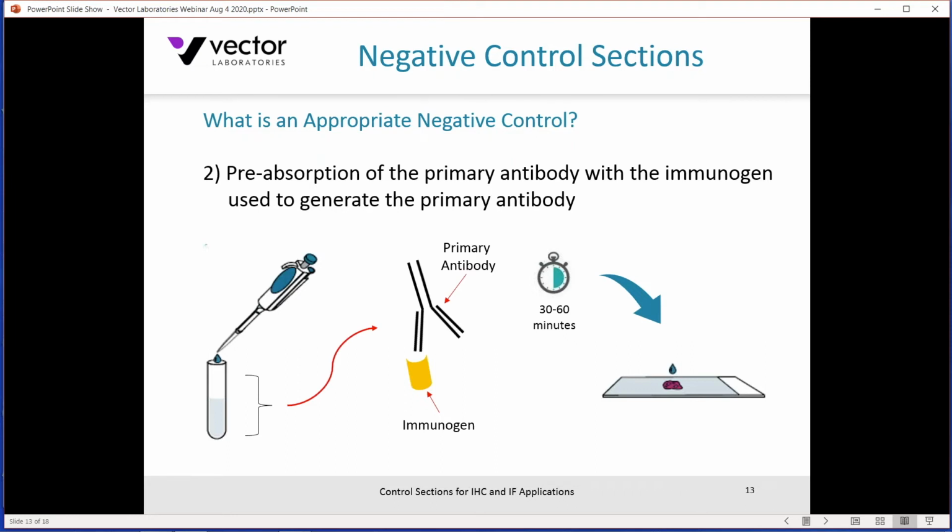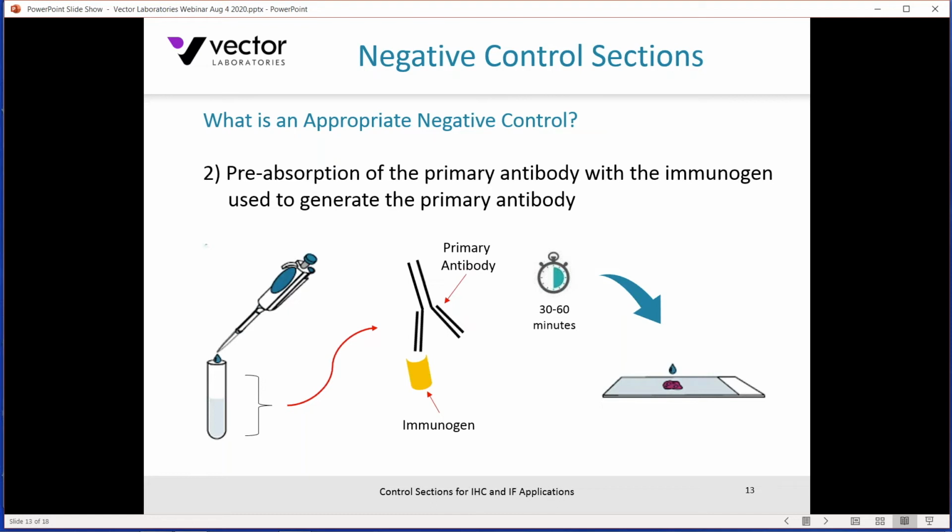Another appropriate negative control is pre-absorption of the primary antibody with the immunogen used to generate the primary antibody. I've got a little cartoon here demonstrating the primary antibody binding the immunogen in solution, and letting it incubate for a given period of time. Indeed, some investigators may even say overnight at 4 degrees would be appropriate, and then putting that complex on the tissue preparation along with the secondary detection reagents to see an absence of staining.